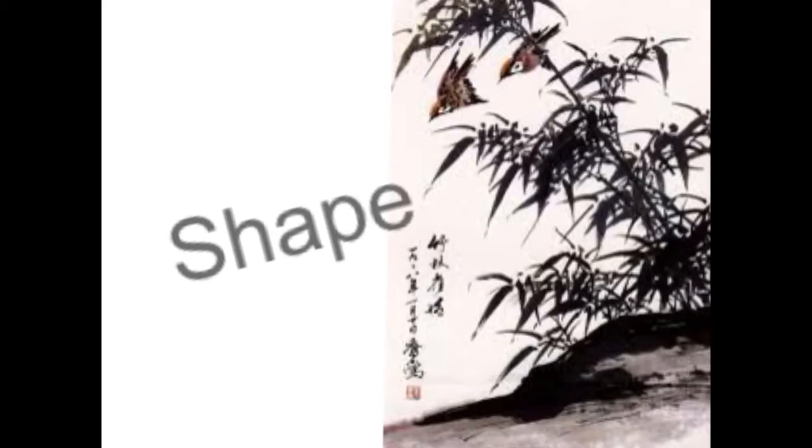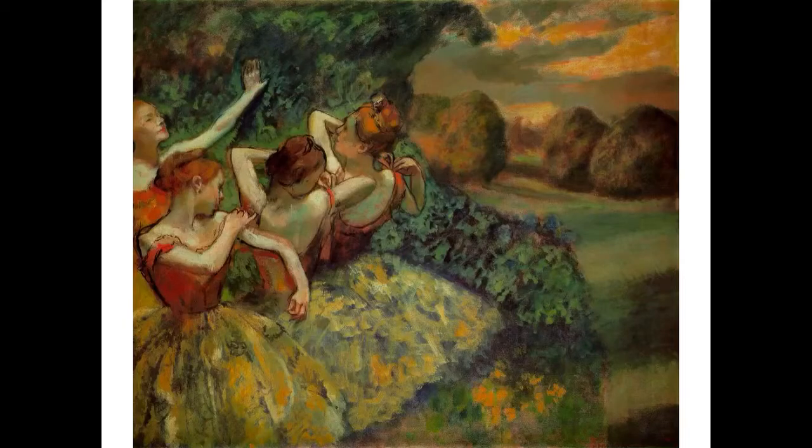The wonderful thing about shape is that when it repeats itself, it creates a nice rhythm. That's one of the beautiful things about it. This painting by Degas is probably one of my favorites. Plus it shows all 5 aspects or elements that we've been talking about.